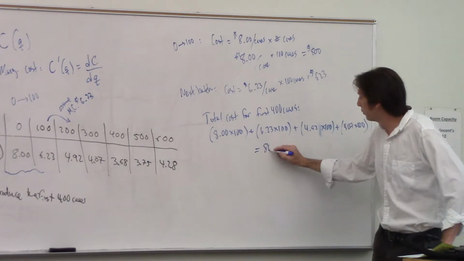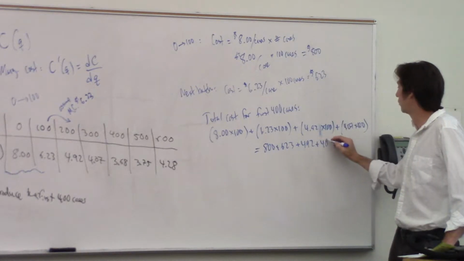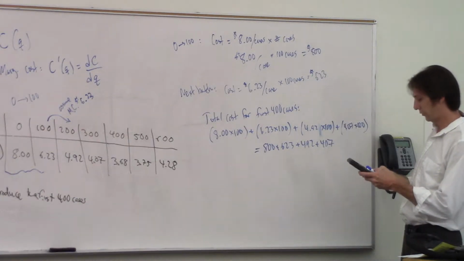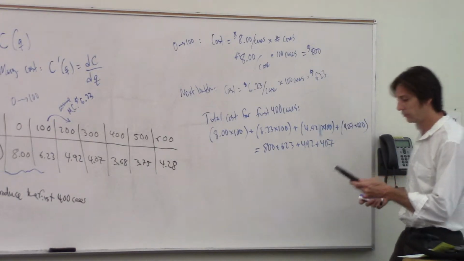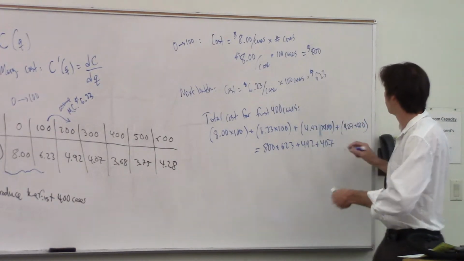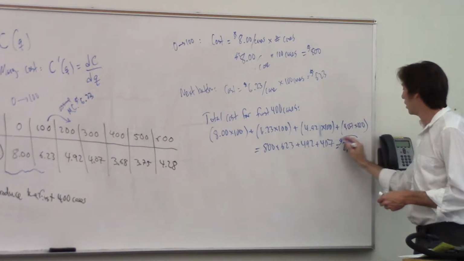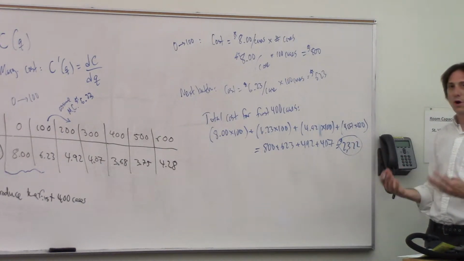So this is 800 plus 623 plus 492 plus 407. I'm not feeling like doing this calculation in my head right now, so I'm going to pull out the calculator and just see what the total cost is. So 800 plus 623 plus 492 plus 407 is $2,322. All right, so this is an estimate for the cost to produce the first 400 cases.